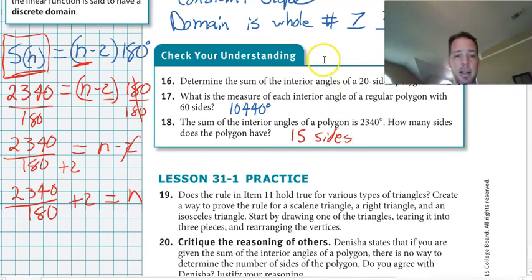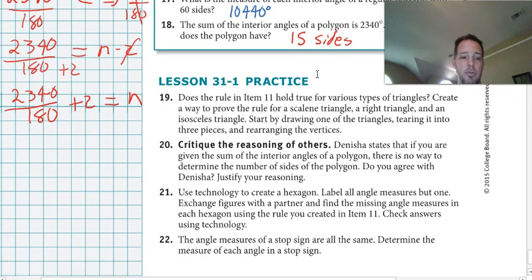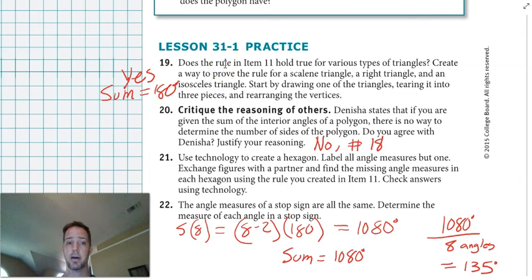All right, let's go ahead and do the same thing with the lesson practice, 19 through 22. Pause here and try number 19 through 22, and I'll put the answers up here in just a moment. All right, so here are some answers for 19, 20, 21, and 22.